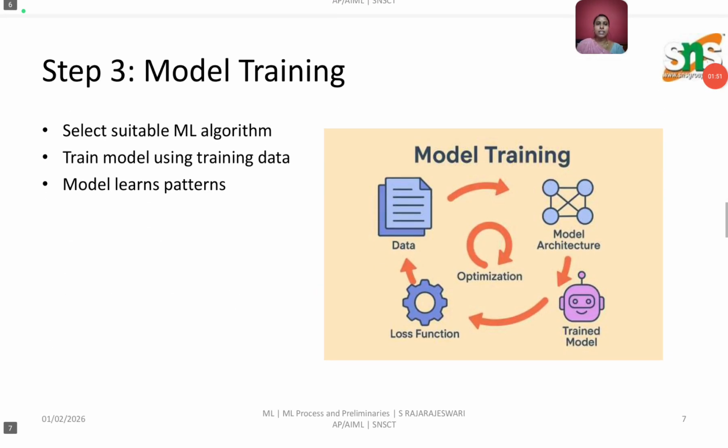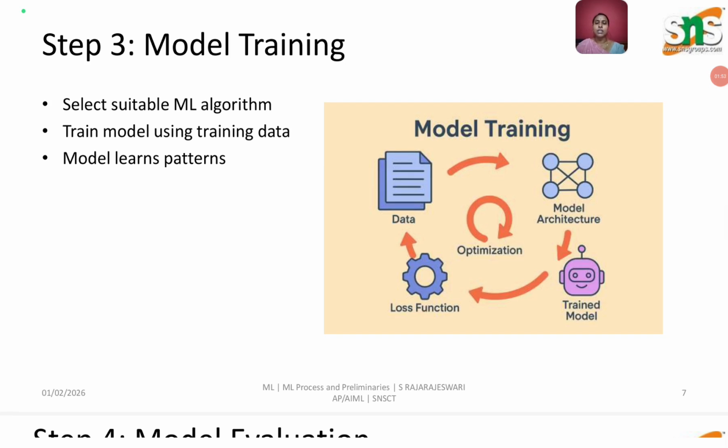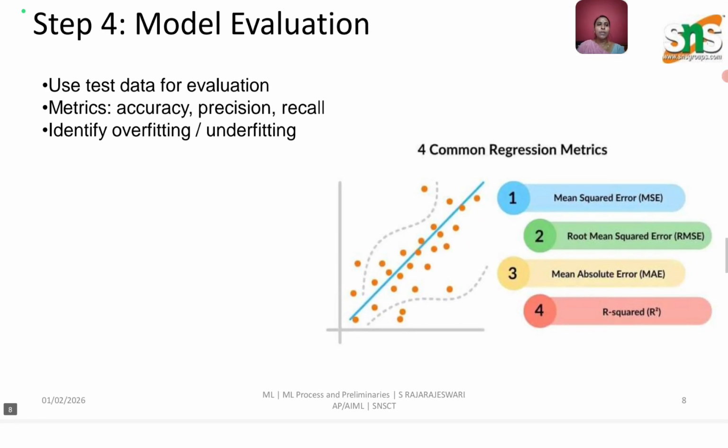The next thing is model training. We have to select a suitable machine learning algorithm to train the model using optimization, and the model learns patterns which it follows in the trained model. Model evaluation is using the test data for evaluation. The basics of model evaluation we have seen in the last class itself.